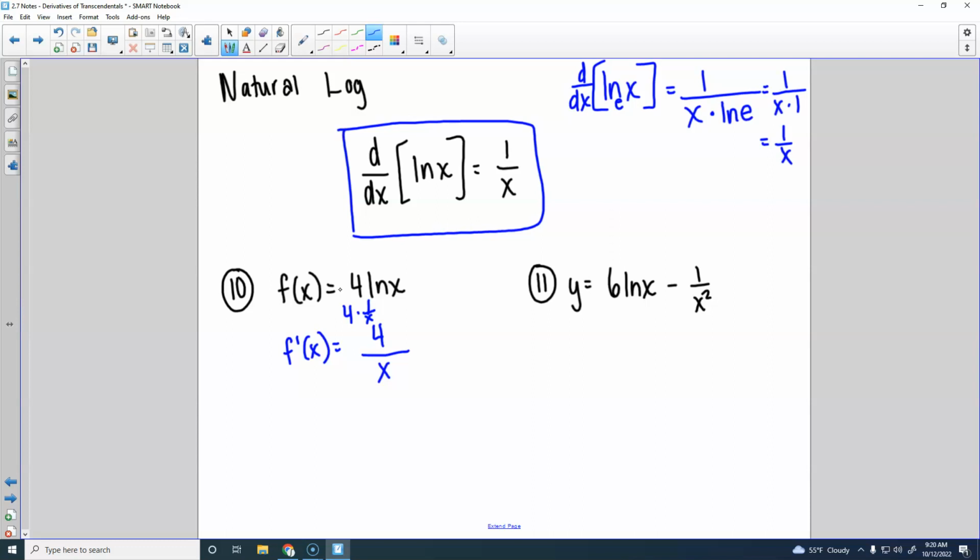If we had a problem like number 11, before I take the derivative, I need to deal with this 1 over x squared, and I need to write it as x to the negative 2. Then I can take the derivative. So dy dx, or y prime, whichever one you want to call it, would be 6 over x, and then we'd have plus 2x to the negative 3.